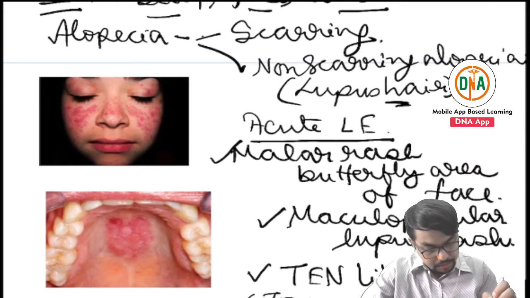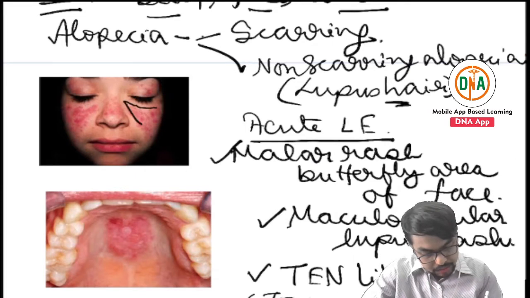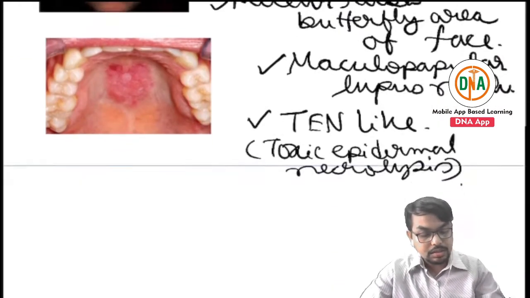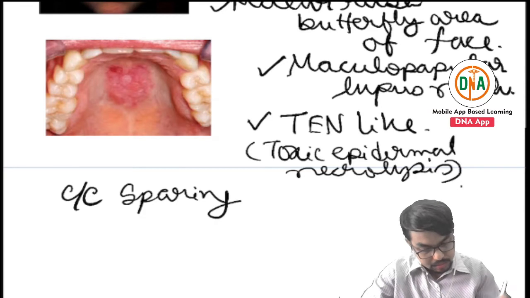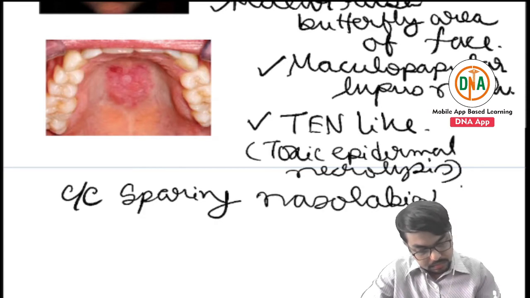This is the malar rash. See, this is the butterfly area of the face, the erythema involving the butterfly area, also of the nose, and there is characteristic sparing of the nasolabial fold.